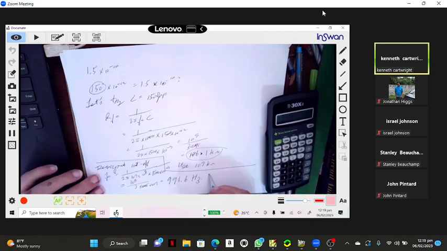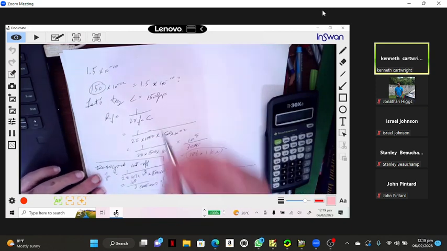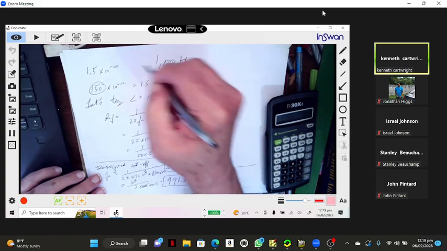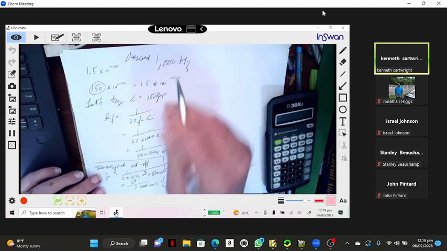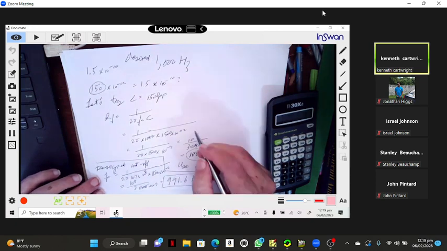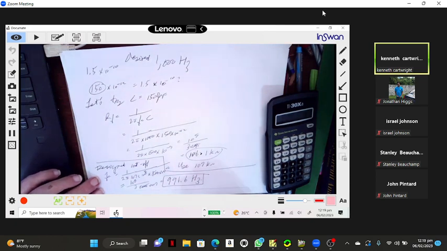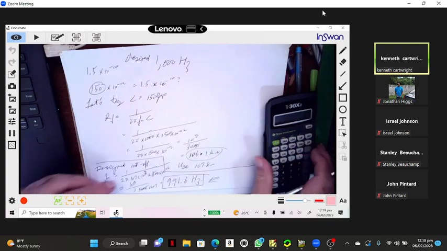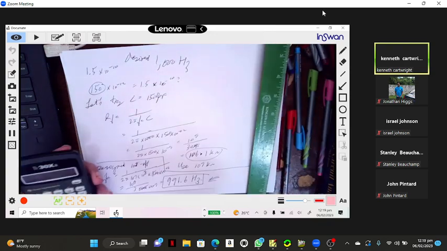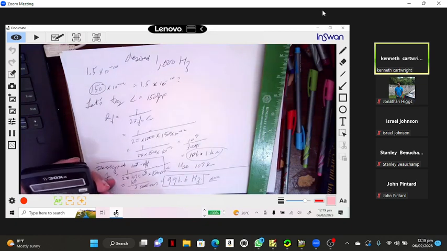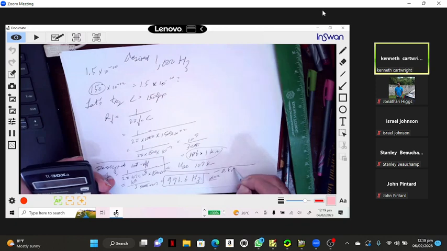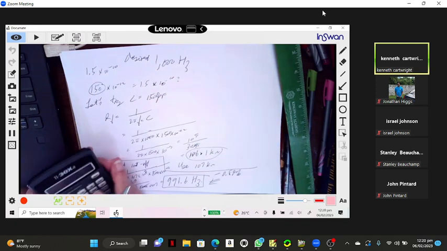991.6 hertz. This is actually what we designed. We wanted 1,000. That's all desired, 1,000. What did I just design? 991.6. What kind of error is that? That's a very low error. Let's do it: 991.6 minus 1,000 divided by 1,000 times 100. That's negative 0.84% error.